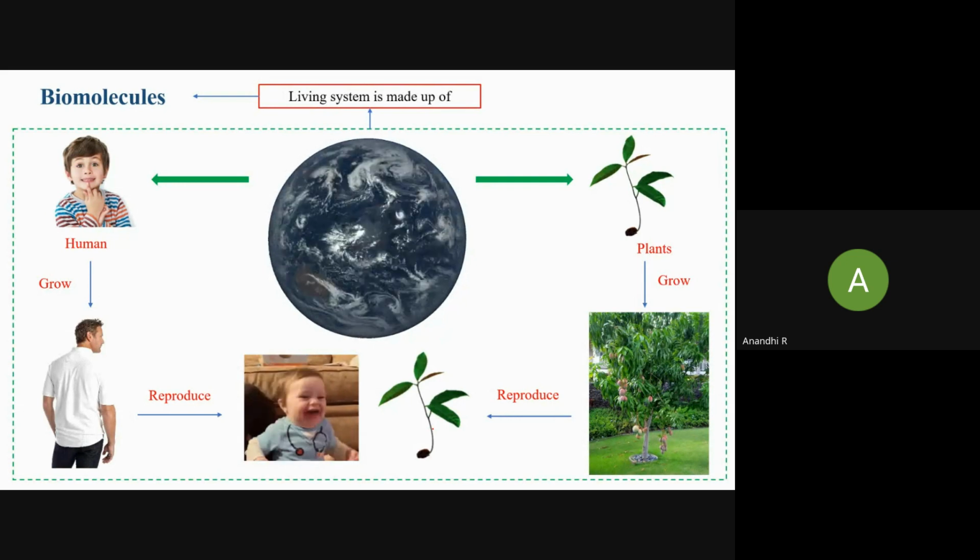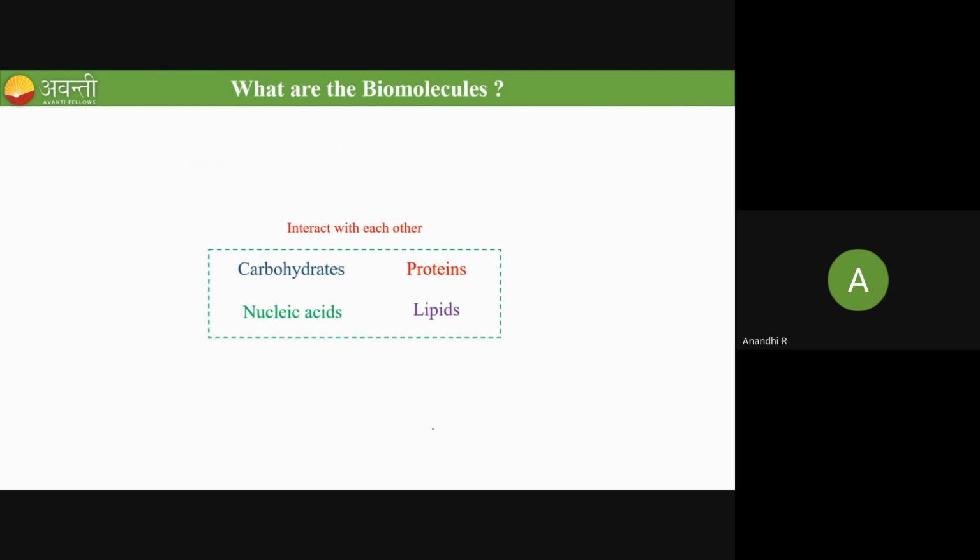So what are the biomolecules? They are carbohydrates, proteins, nucleic acids, and lipids. These four interact with each other, and they constitute the molecular logic of the whole life process. In this lesson, we are going to discuss carbohydrates, proteins, nucleic acids, and some more: vitamins, hormones. We will deal with all those biomolecules. Is that clear?